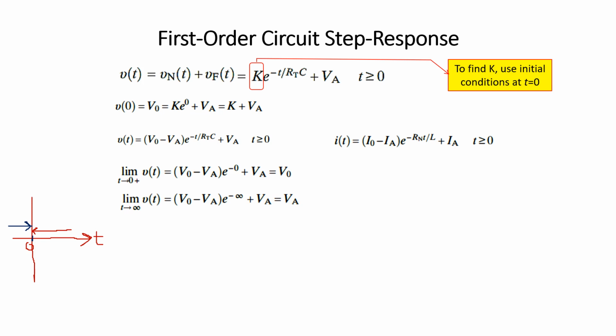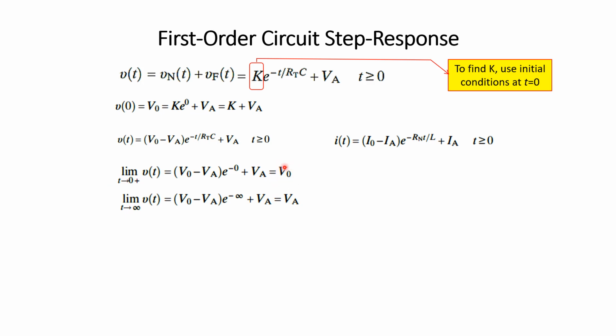This concept is usually used in science and engineering in the analysis of dynamic circuits. So we use the limit of time approaching 0 in this. Limit of time approaching 0 means this term is 1, so V naught minus VA plus VA, so this is V naught.